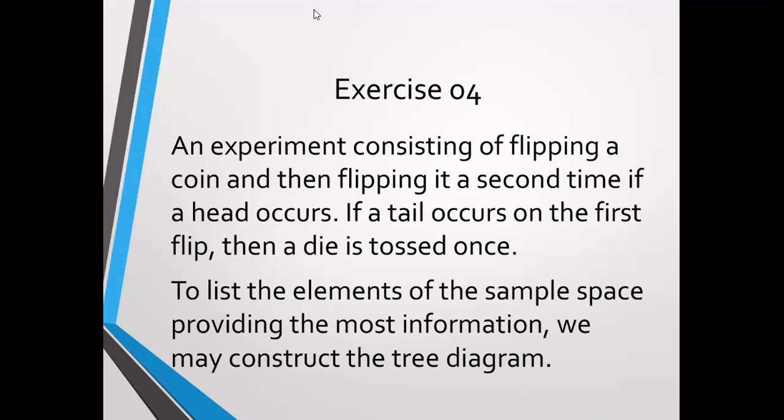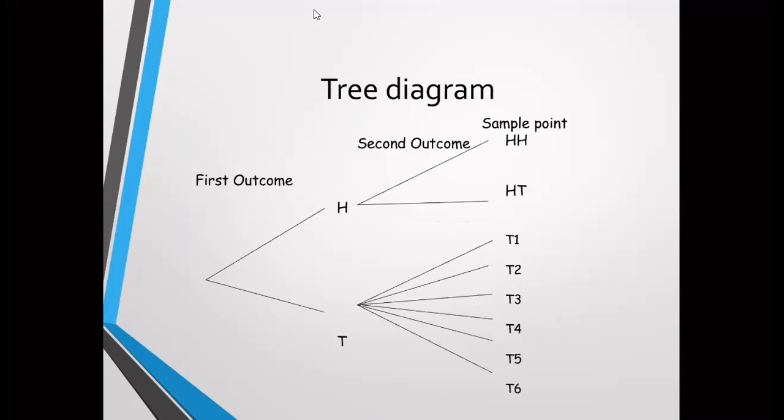If he gets tail, instead of flipping the coin, he tossed a die. Right? Therefore, to understand the possible outcomes for this experiment, it's better to draw a tree diagram. Okay, this is how we draw a tree diagram for this situation. First, he or she flip a coin.